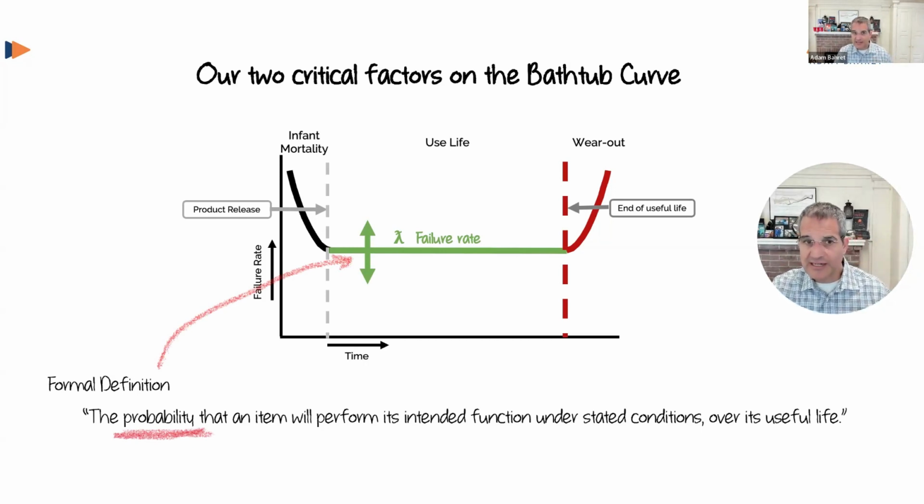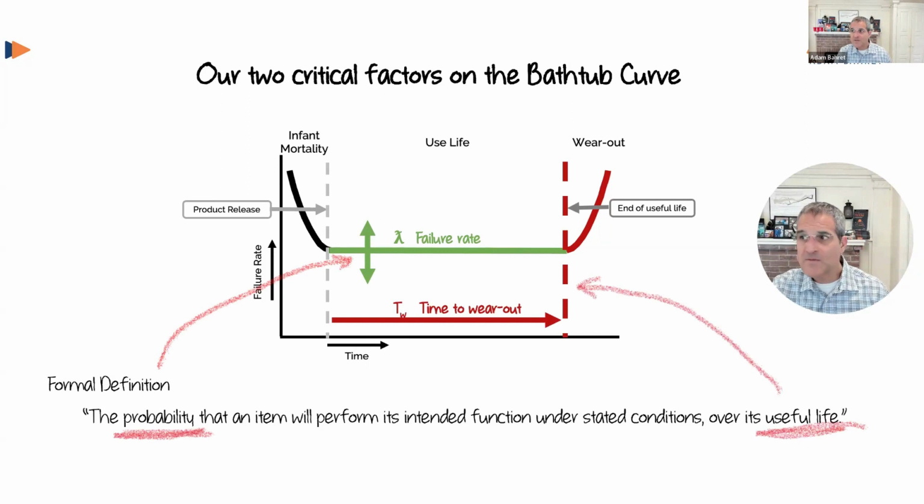So if we take this definition and we look at where this is represented in the bathtub curve, that failure rate, how high is that failure rate on the axis, is the probability part. What's the probability? The higher the probability, the more likely you are to have those random failures. The second part, useful life. That is all about when does this begin to become a dominant behavior? When does useful life end?